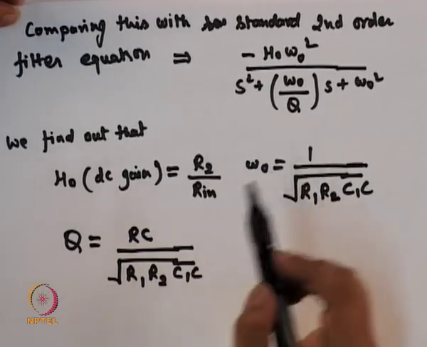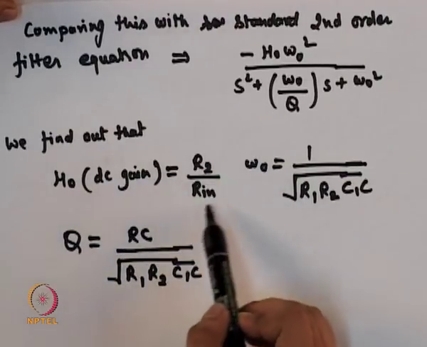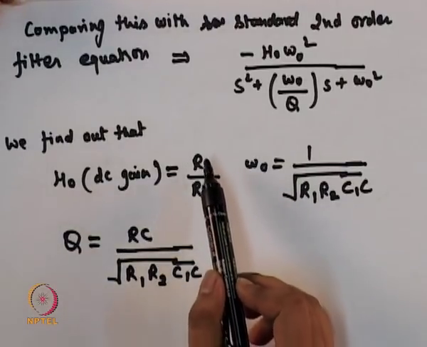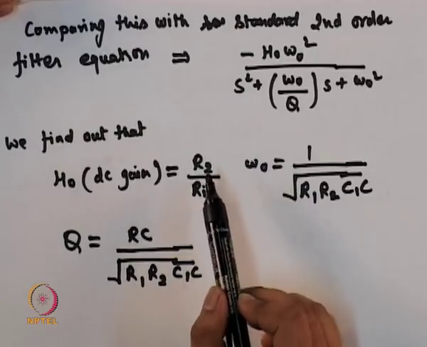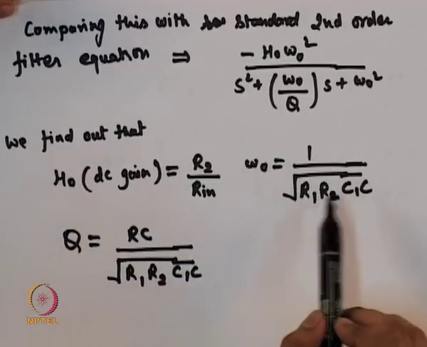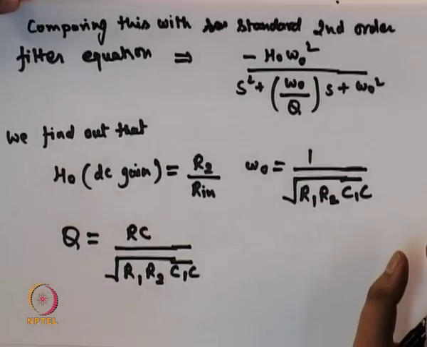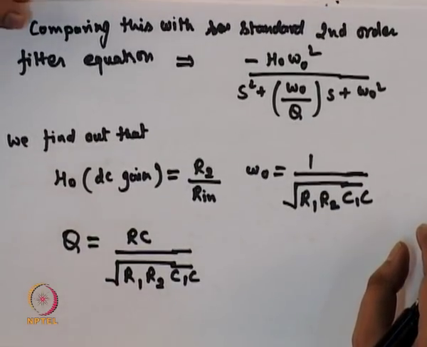So now we need to find the DC gain. From the specification we are given the DC gain, so we will put in the values and find the values of R1, R2, C1, C and design our filter. So I am stopping here. I will continue this problem in the next video.